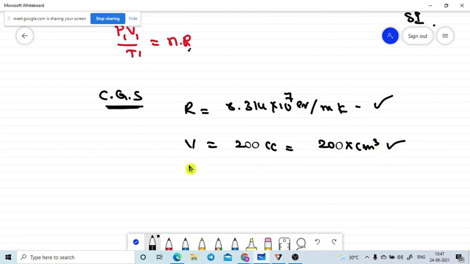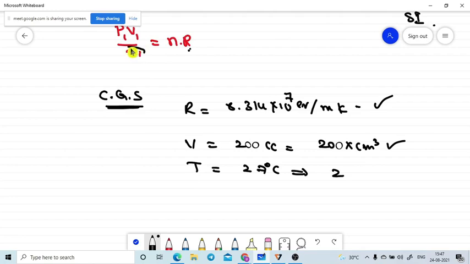Directly you can use. Now they are given the temperature: temperature is equal to 27 degrees Celsius. They given, you can use directly without changing anything. So my question is the temperature. In the PV equal to nRT formula, the temperature must be used in the absolute temperature, not in the Celsius scale.